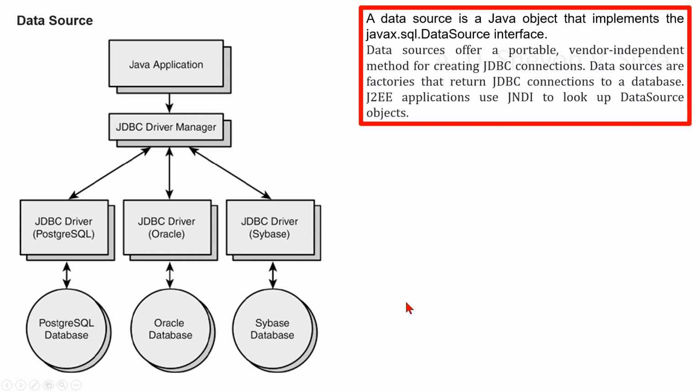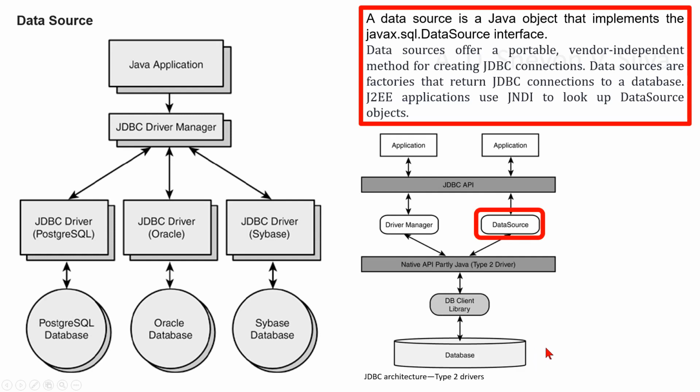Now we are considering DataSource. A DataSource is a Java object that implements the javax.sql.DataSource interface. Data sources offer a portable and vendor-independent method for creating JDBC connections. Data sources are factories that return JDBC connections to a database. J2EE applications use JNDI to look up data source objects.